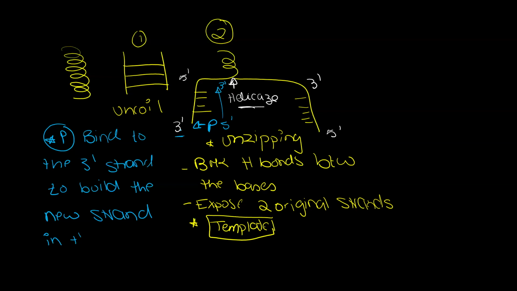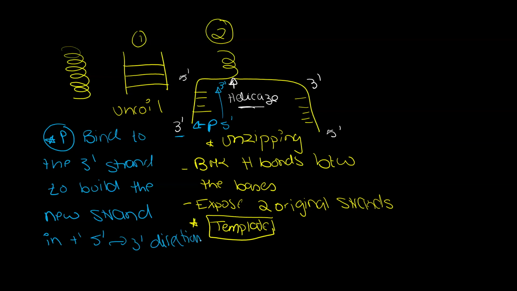Will it build it also in the 3' to 5' direction, or will it build it from the 5' to the 3' direction? 5 prime to 3 prime. Exactly. So it will attach or bind to the 3' end to build the new complementary anti-parallel strand from the 5' to the 3' direction.